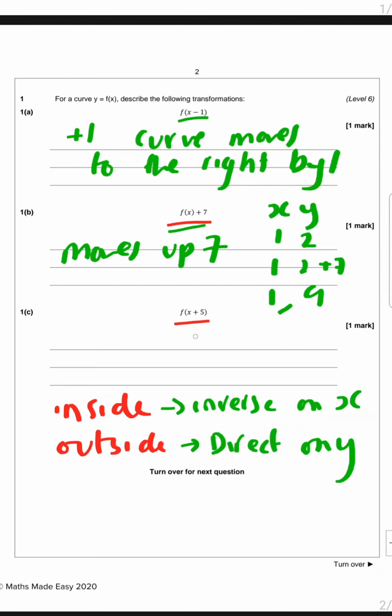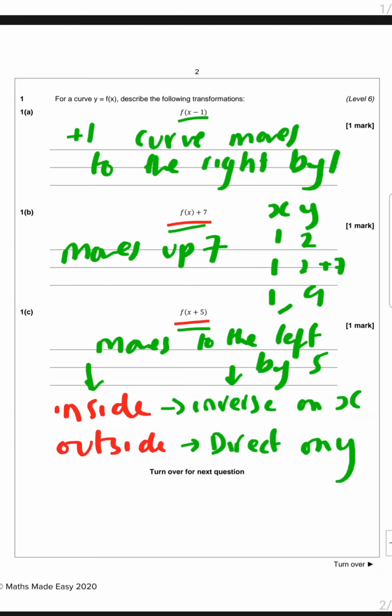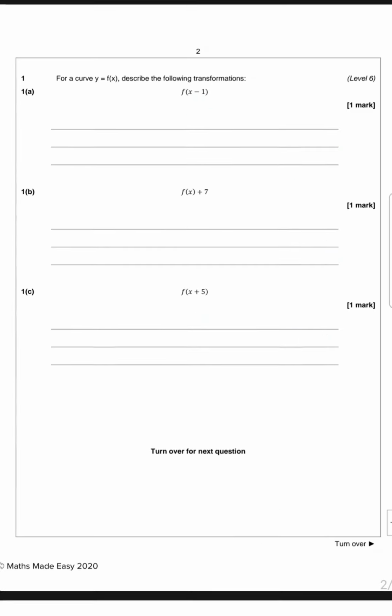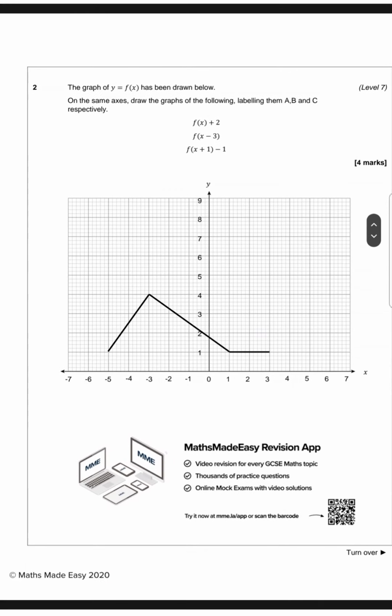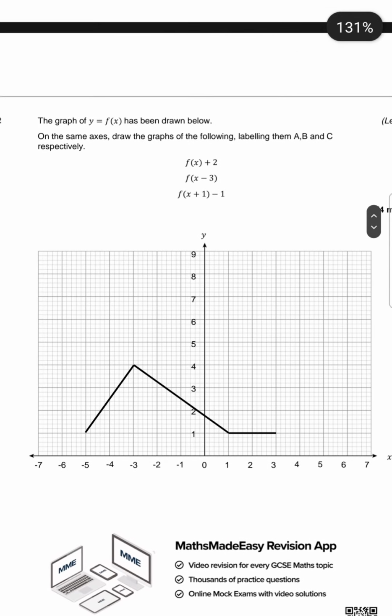And this one here is +5. It's on the inside, and therefore it's inverse. Inverse means it moves in the opposite of +5, which is -5. So it moves to the left by 5. Okay, so this is essentially the theory of it. This is how it moves. But if we look at the graphs, you'll see what I mean. So let's zoom in on this one.